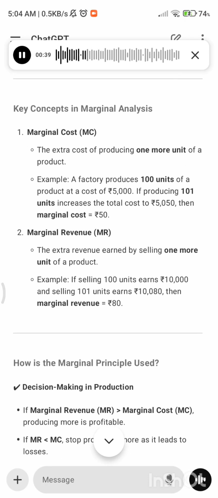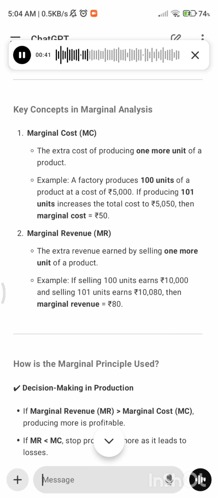Key concepts in marginal analysis. 1. Marginal cost, MC. The extra cost of producing one more unit of a product. Example, a factory produces 100 units of a product at a cost of 5,000. If producing 101 units increases the total cost to 5,050, then marginal cost equals 50. 2. Marginal revenue, the extra revenue earned by selling one more unit of a product. Example, if selling 100 units earns 10,000 and selling 101 units earns 10,080, then marginal revenue equals 80.